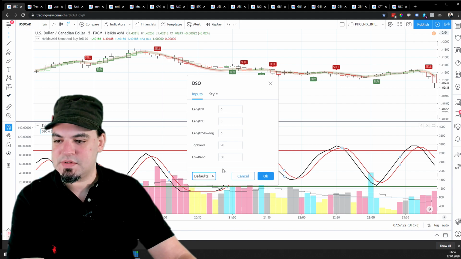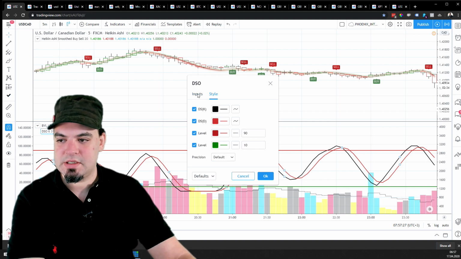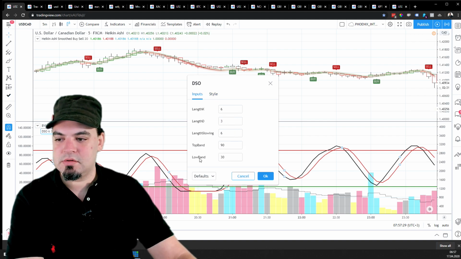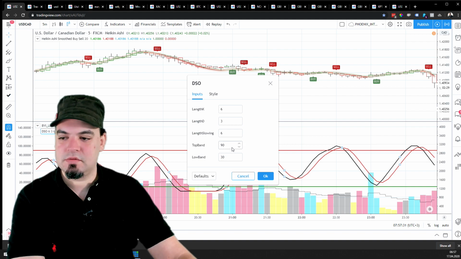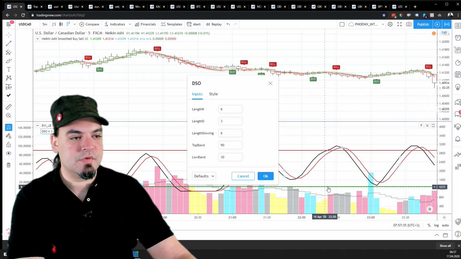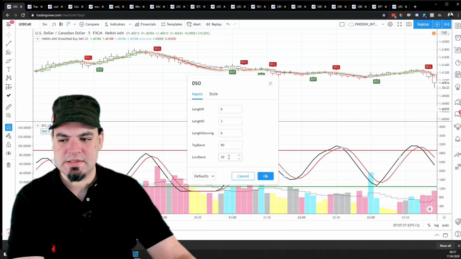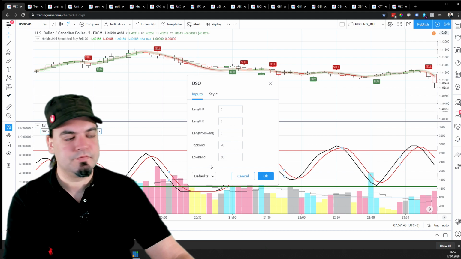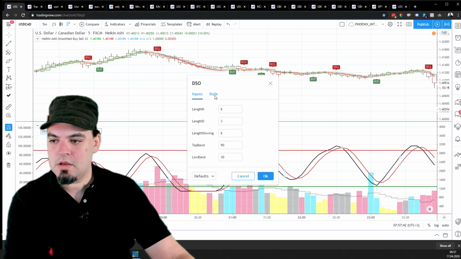And then save as default. It doesn't let me change it here, but I can change it here. Okay, so the top band should be 90, which is the red area here, and the red line here, and the low band should be 10, which is the green line there. But it doesn't let me do it. That's maybe a little error in the code.